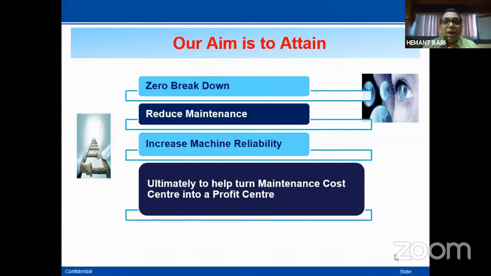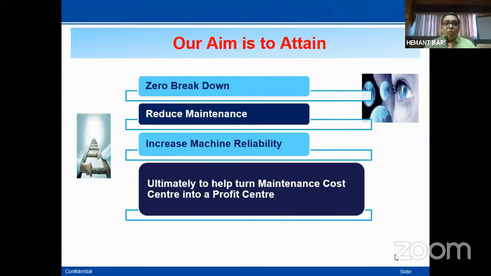So immediate action, timely action for any deviation is very important, and that will always help you to avoid the secondary damage. Increase the machine reliability. Suppose all my condition monitoring parameters are well within limit, it gives you the confidence, yes, my machine has no deviations, I will run this machine for some more period. If you run the machine for some more period, productivity will increase, the profit will increase, and ultimately help turn the maintenance cost center into the profit center.